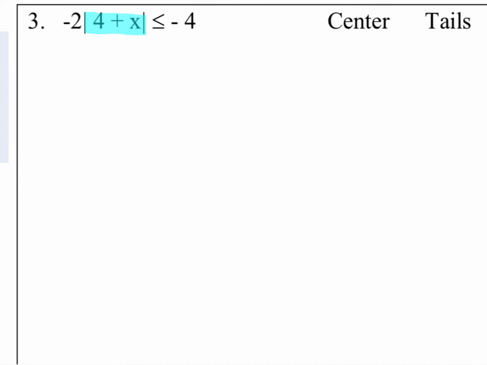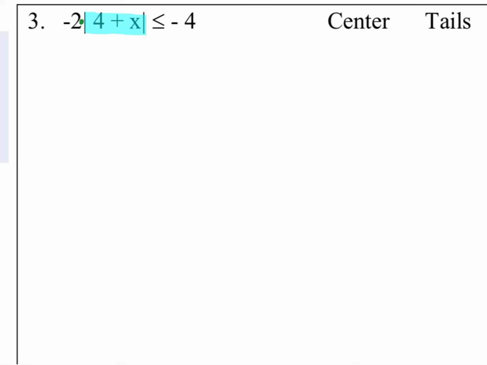Now, oftentimes what students would want to do is they'd want to distribute this negative 2 in. However, that can actually change the value of this inequality, which we don't want to do. Because remember, absolute values always make everything positive when it spits it out. And we have this negative 2. So we don't want to change its actual value.